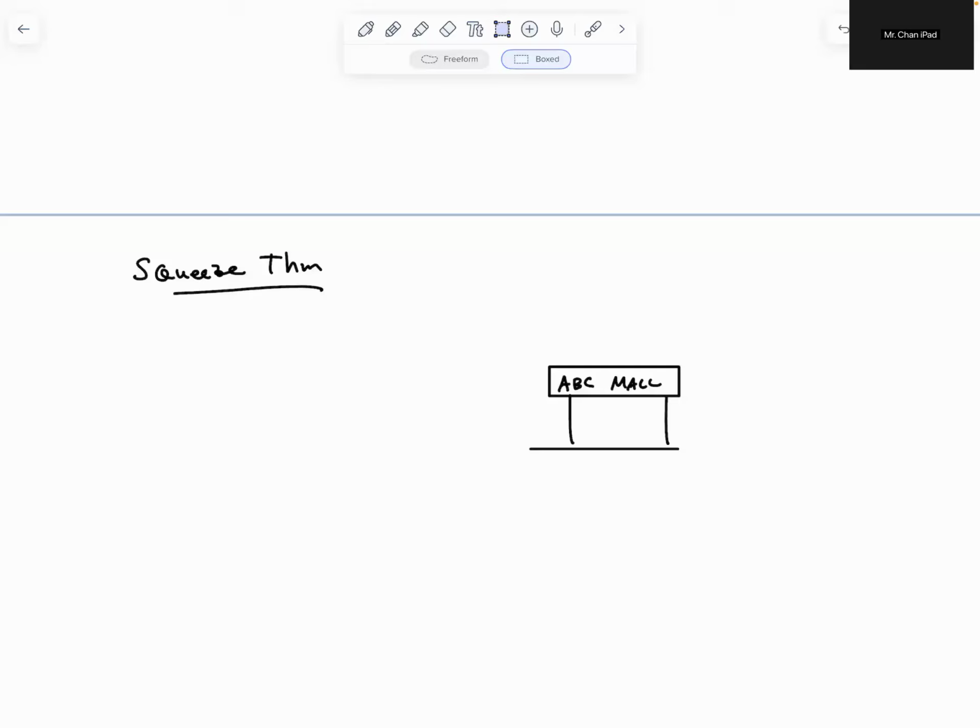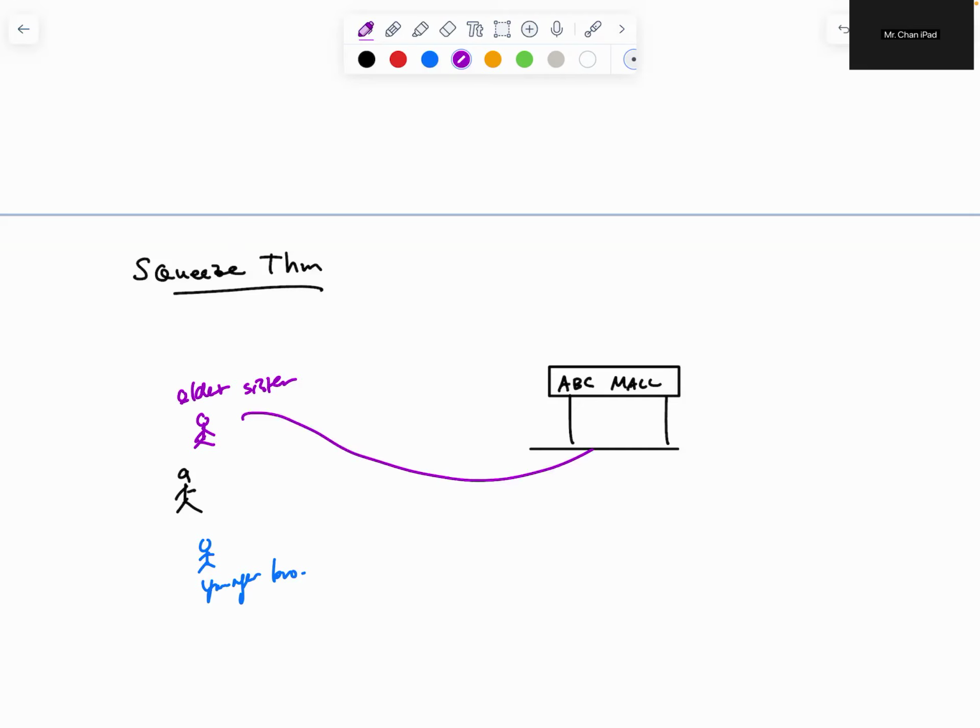Now, you happen to have two siblings. One is older than you. Let's just say you have an older sister, and you also have a younger brother. So you ask her, hey, sister, where do you want to go? Your sister says, well, I'm going to the mall. You ask your brother, and your brother says, oh, I'm going to the mall as well. So where would you go?